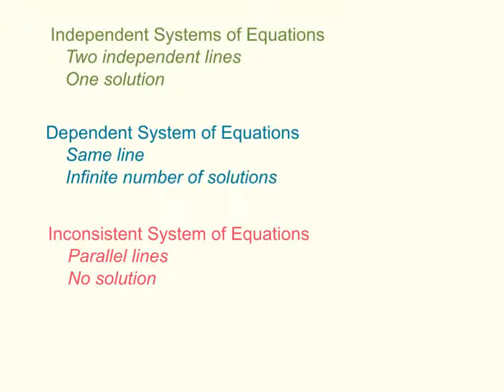Then the dependent system, that's when it's the exact same line, or if you try to solve it, you get a number equal to itself, the same number, which would always be true. So that's an infinite number of solutions. And then you have the inconsistent system. If you notice right away, your slopes are the same, but the y-intercepts are not. That means they're parallel lines, and you're going to have no solution because it's an inconsistent system.